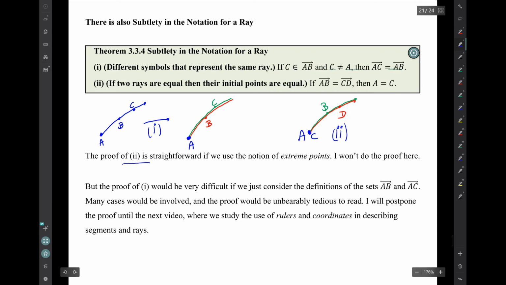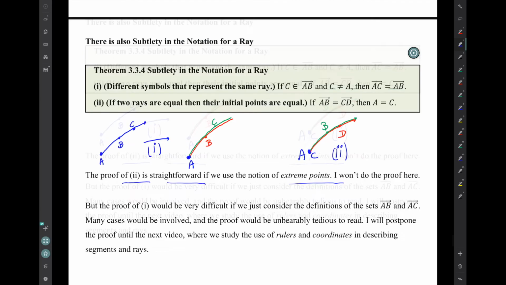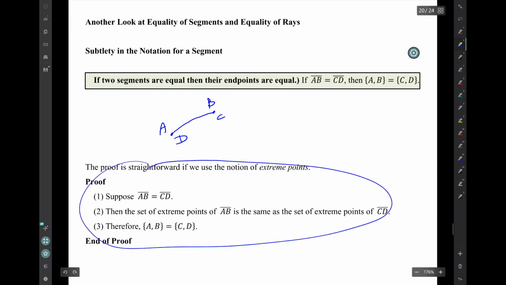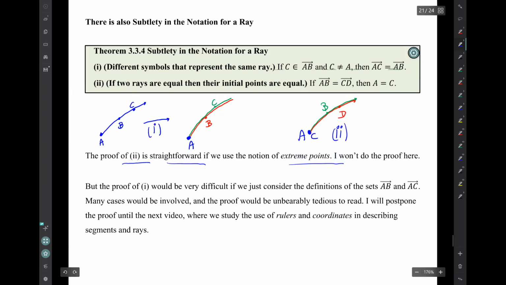Now the proof of statement 2 is straightforward if you use the notion of extreme points. I won't do the proof here. It's analogous to this proof about the extreme points of line segments. You should be able to prove this easily. But the proof of statement 1 would be very difficult if we just consider the definitions of the sets AB and AC. Many cases would be involved, and the proof could be unbearably tedious to read. So I'll postpone the proof until the next video when we study the use of rulers and coordinates in describing segments and rays.